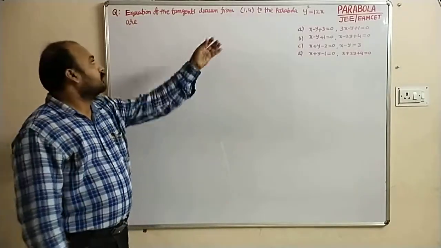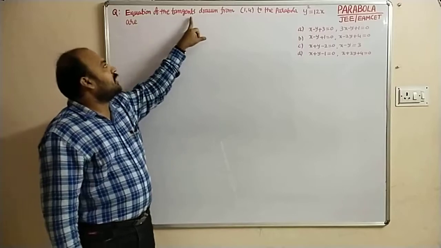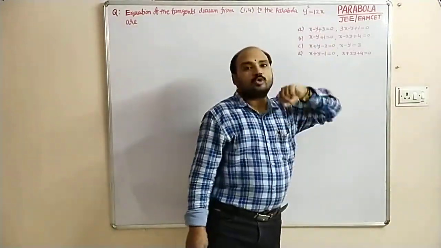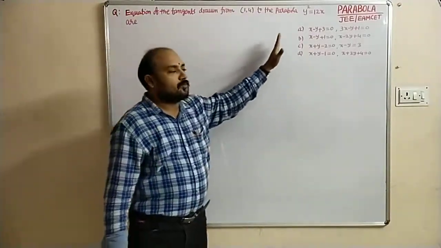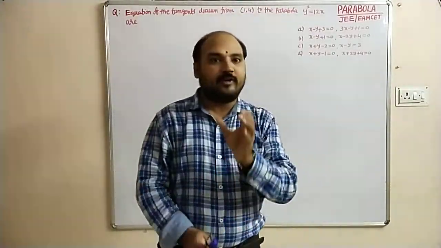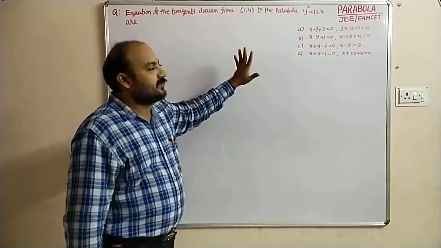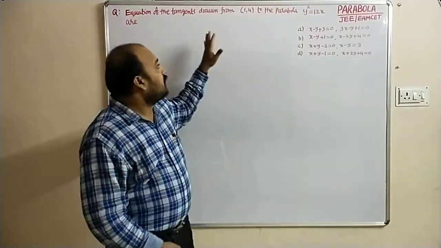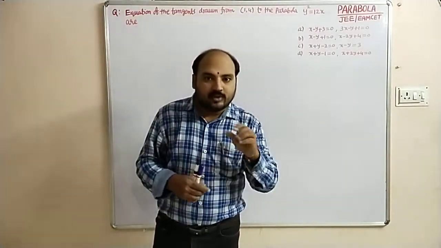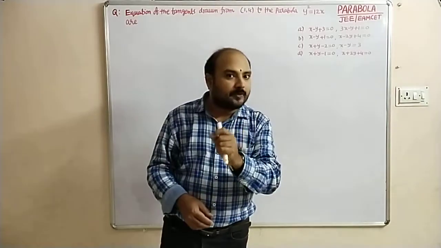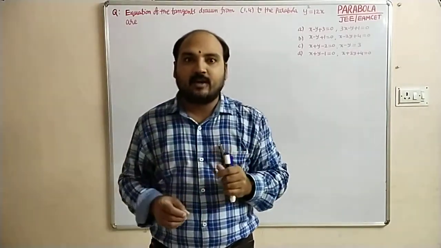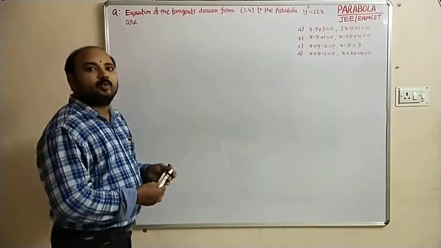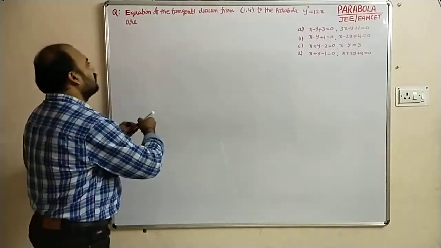The next question in this session. The equation of the tangents drawn from 1, 4 to the parabola y square equal to 12x, or these are the options. You remember that whenever the curve y square equal to 4x is given and a point is given, you can apply a formula to get the equation of tangents. The equation of tangent with slope m to the parabola y square equal to 4ax is y equal to mx plus a by m. This is the formula for the equation of tangent with slope m.